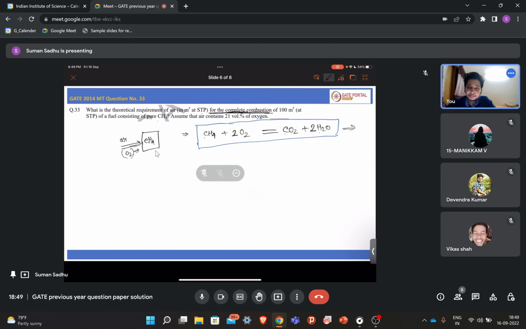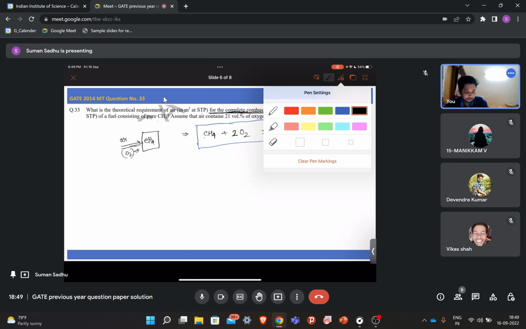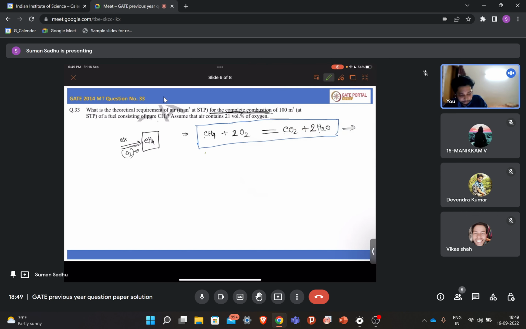Now we have to find out how much air is needed. That air is basically giving the supply of oxygen. So for that, we first have to find out how much oxygen is required for complete combustion. We can see from here, 1 mole of methane is reacting with 2 moles of oxygen, right?